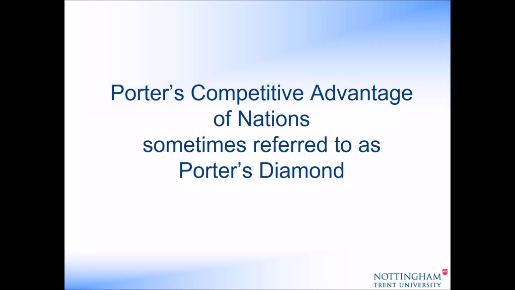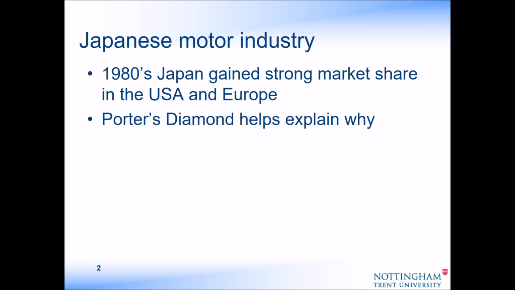In this short video, we're going to look at Porter's competitive advantage of nations. Now, this is sometimes referred to as Porter's diamond. In the 1980s, the Japanese motor manufacturers gained a strong market share in the USA and Europe, and the competitive advantage of nations framework goes a long way to explaining why this was possible.